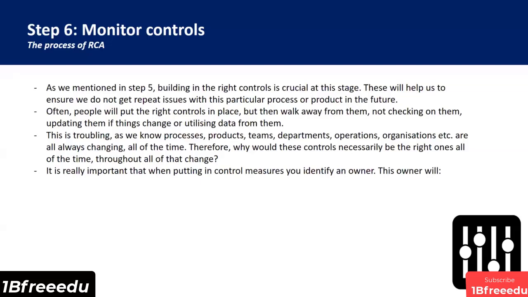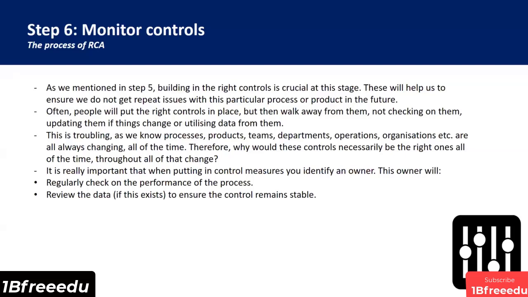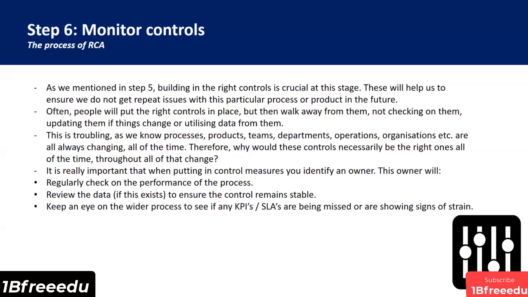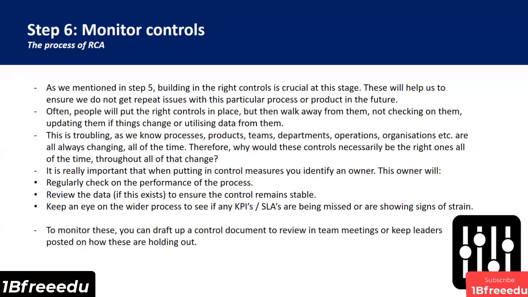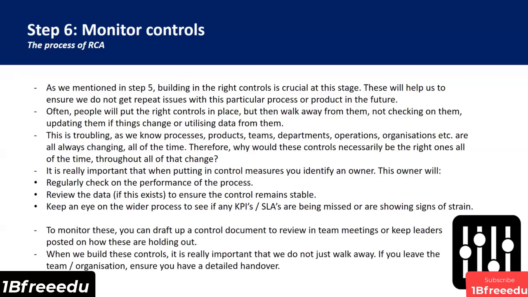By identifying an owner, this will ensure a regular check on the performance of the process. That owner should be reviewing the data if it exists to ensure that the control remains stable. Good control measures should show data. They'll have to keep an eye on the wider process to see if any of those KPIs or SLAs are being missed or are showing signs of strain so we can get ahead of a repeat issue. To monitor these, you can draft up a control document to review in team meetings or keep leaders posted on how these are holding out.